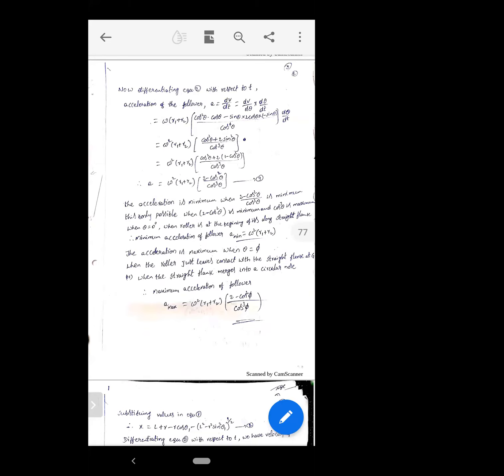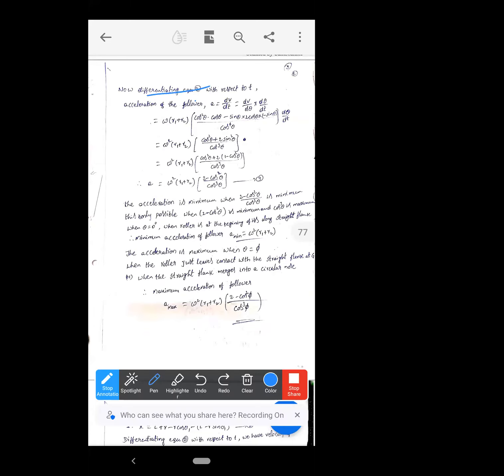Now, differentiating equation 2 with respect to time t. So the acceleration a equals dv by dt. Similarly, velocity with respect to time, but there is no t term in our equation. So that is changed to dv by d theta into d theta by dt. That means differentiating our velocity with theta. The velocity was already there: omega into (r1 plus r2) into sin theta by cos square theta.